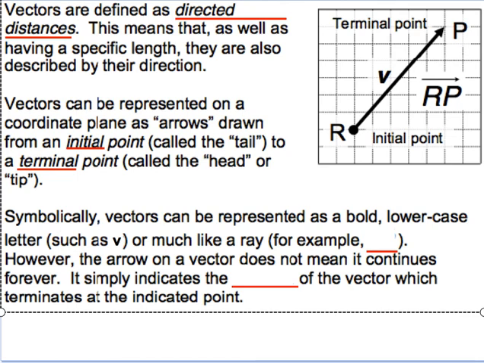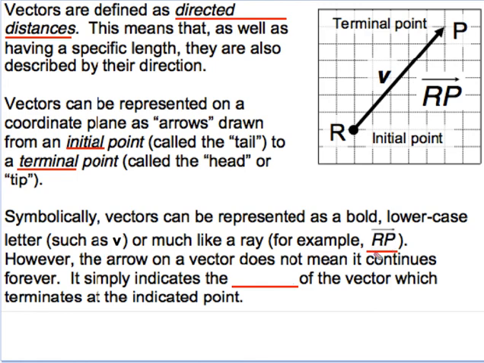All right, so symbolically, vectors can be represented as bold lowercase letters such as v, or much like a ray, for example, the ray RP. So from here to here, this is vector RP.